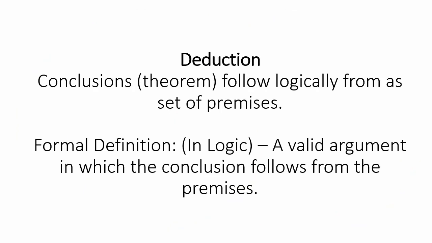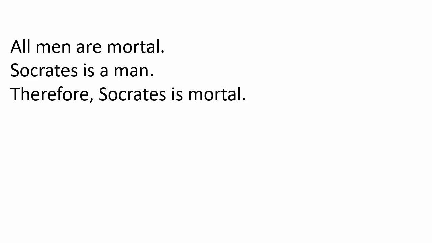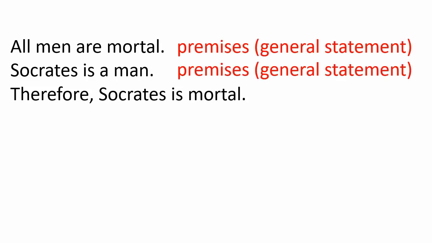Deduction. These conclusions, which are called theorems, follow logically from a set of premises. So logic is applied to these initial statements, and then we end up with these conclusions. There are no counterexamples for deductive argument. An example is this classic and basic deductive argument: all men are mortal, Socrates is a man, therefore Socrates is mortal. In this argument, these first two statements are the premises. These are general statements. All men are mortal, Socrates is a man, and our conclusion based on these two statements is our theorem. That theorem here is Socrates is mortal. This is a form of deductive argumentation.